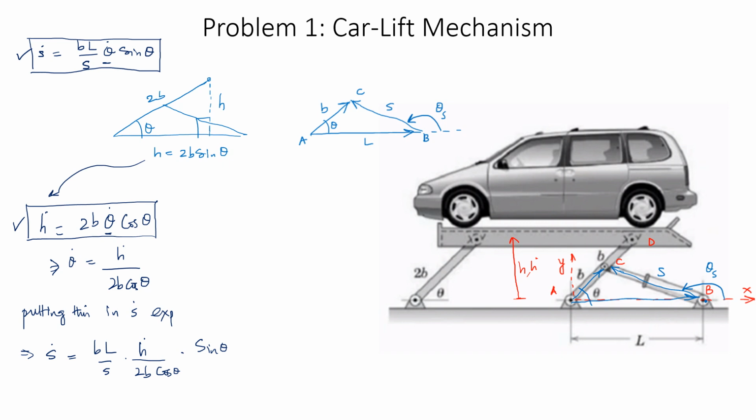Now you can readily see that you can simplify it a little bit. So this would mean that s dot is equal to h dot l over 2s, and then you have sine of theta over cos of theta. This would mean that I can write down tan of theta over here. So now this expression that we have found, you can readily see that there is no theta dot term in it. So that is going to be an expression that we can use.